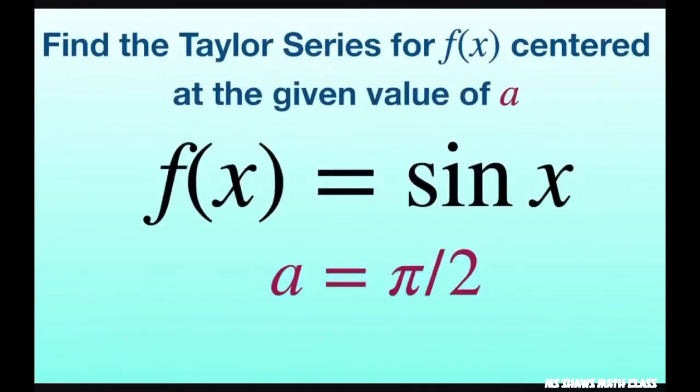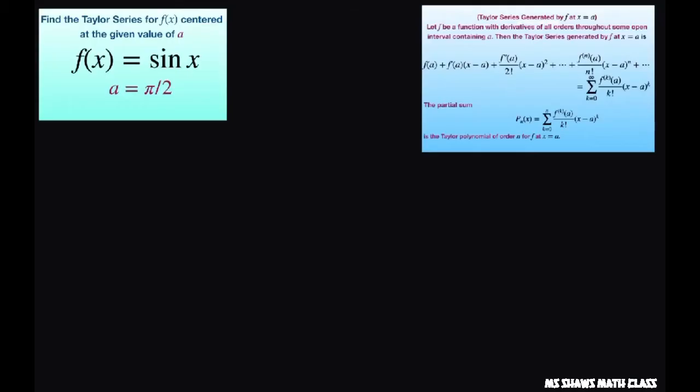Hey everyone, we're going to find the Taylor series for f of x equals sine of x centered at a equal pi divided by 2. So we're going to write it in this form, and then we're also going to find the radius of convergence. So let's look, we need to get some derivatives out.